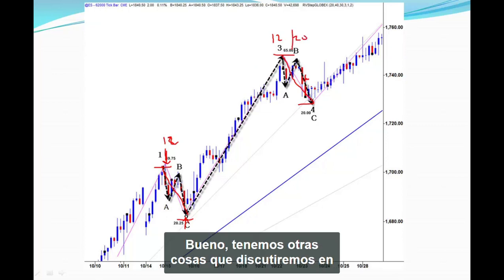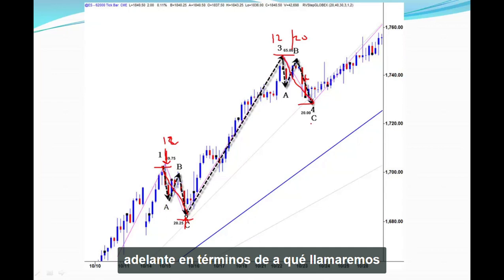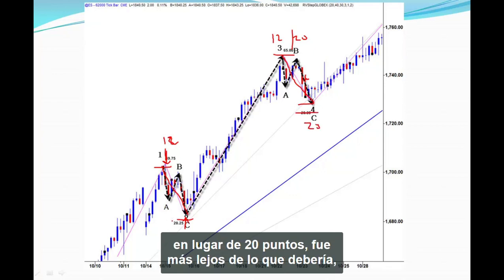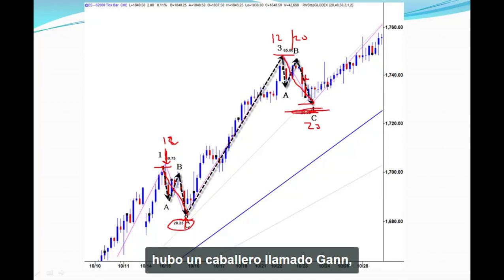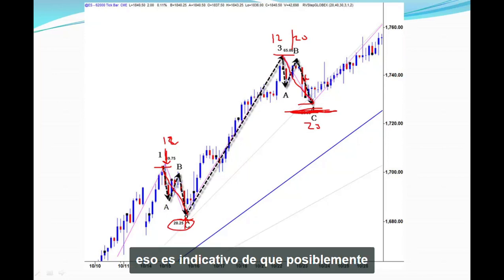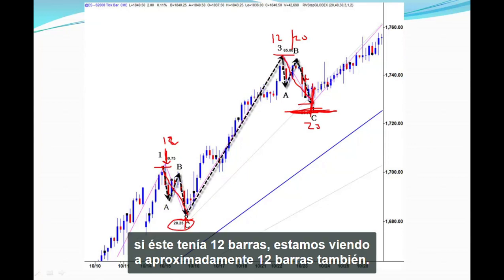Well, we have other things that we're going to discuss going forward in terms of what we call overbalancing of time or overbalancing of price, meaning that if price went down 25 points rather than 20 points, it went further than it should. There was a gentleman, his name is Gann. He basically said if time or price takes too long, that's an indication that possibly we can have a trend change. But sticking with the thought, if this had 12 bars, we're looking at roughly 12 bars also.